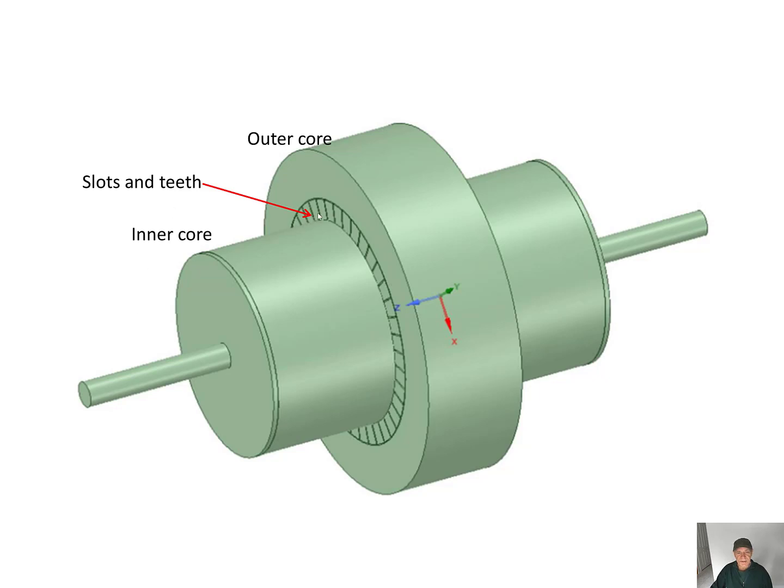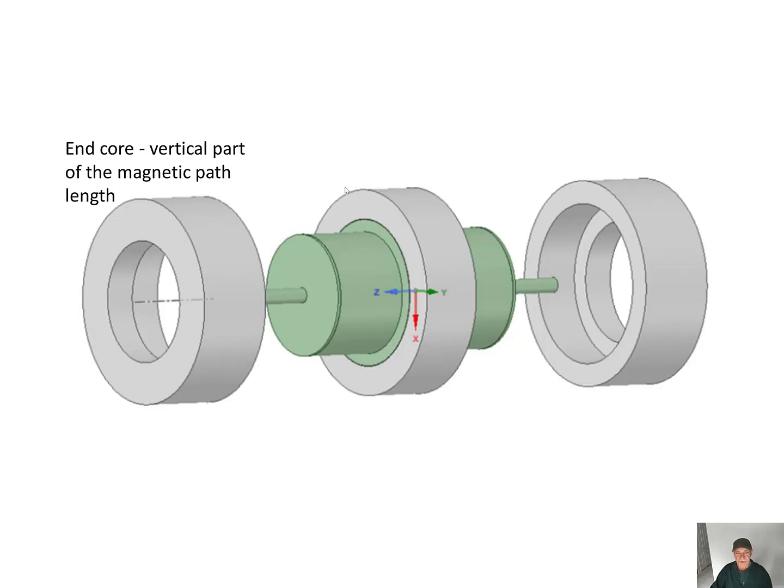There's a slot in teeth here. This is the inner core. This from here up, this is the outer core. Just showing the ends where the magnetic field path comes through here and down through the inner core and back out like a loop.